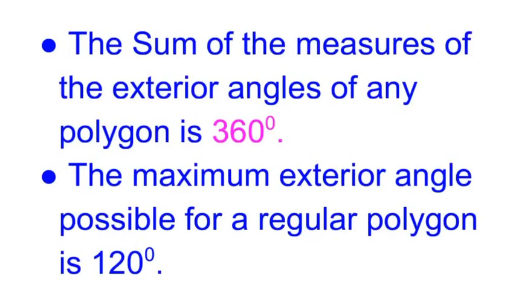Next, facts about exterior angles. The sum of the measures of the exterior angles of any polygon is 360 degrees. The maximum exterior angle possible for a regular polygon is 120 degrees.